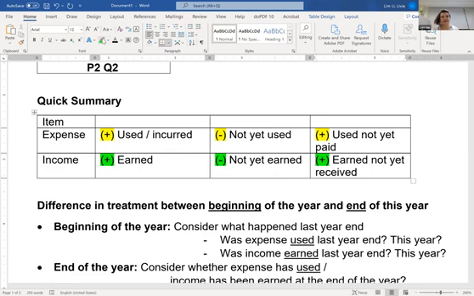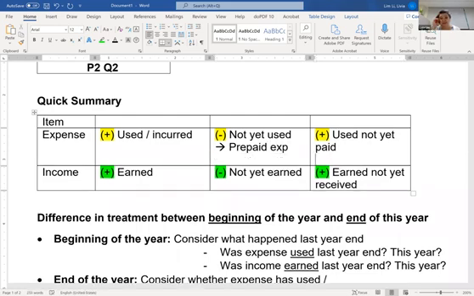All right. Now, I just want to highlight some things under expenses and income. If you have not yet used an expense, but you have already paid for it, typically we refer to this as prepaid expenses. If you have already used the expense, but you haven't paid for it, we refer to this as an expense payable.